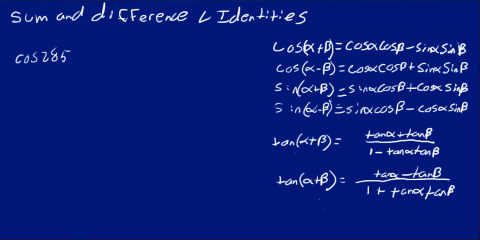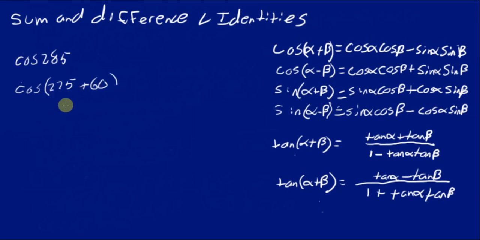A final example with degrees before we go to radians. Cosine of 285. Again, you're just going to have to come up with some combination of special angles. So I've got 225 plus 60, which is going to be 285. I go over to my sum and difference angle identities, and I've got the cosine of a sum.